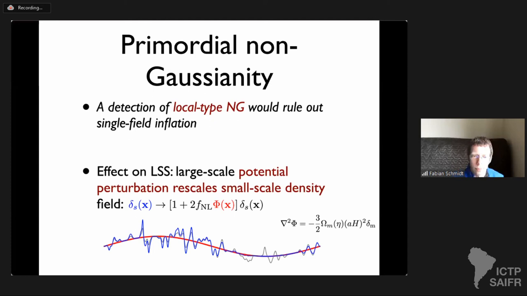So if we detect this effect in the universe, then we can say single field inflation is ruled out. That would be a huge thing, right? We would be able to say that more than one field was active during inflation. So how can large-scale structure say anything about this?